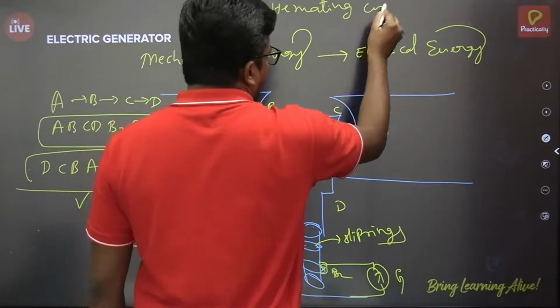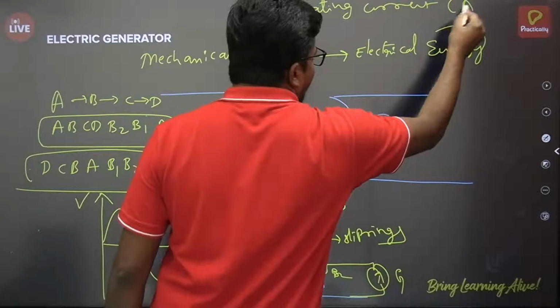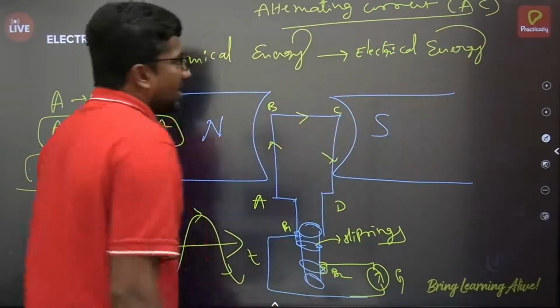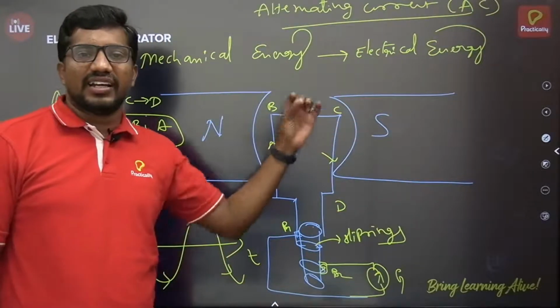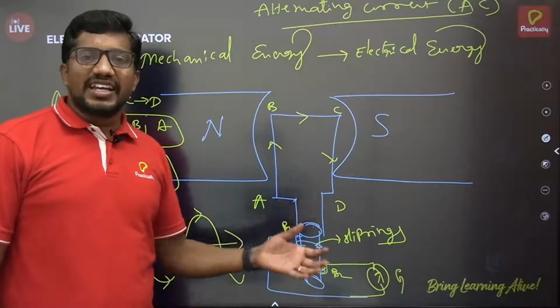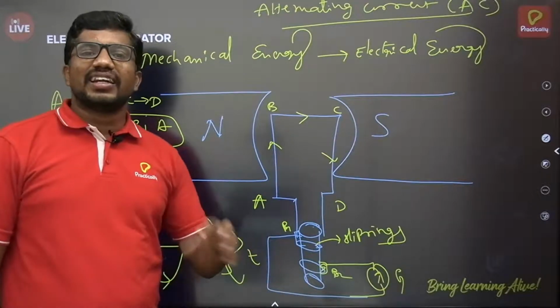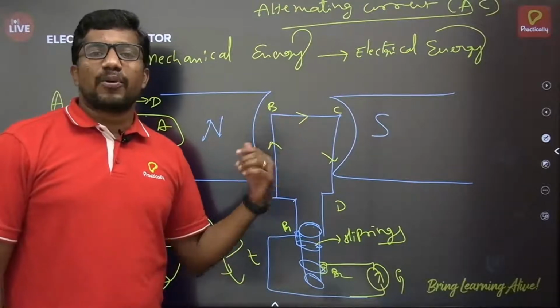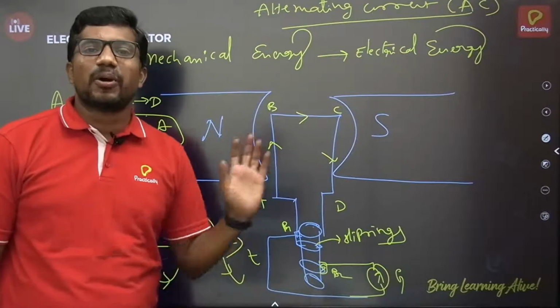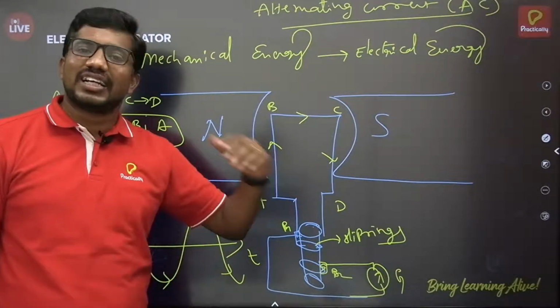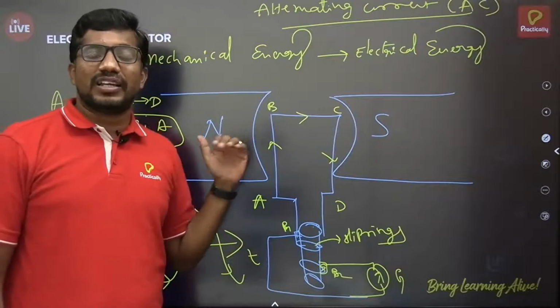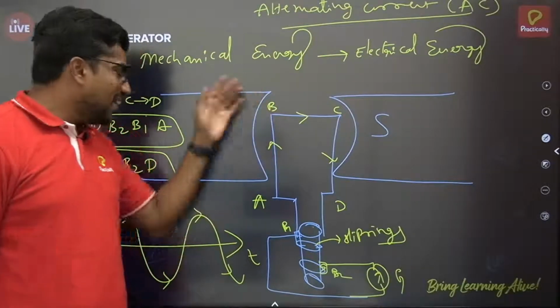Alternating current. That's what AC is. It's not "AC current", it is AC, alternating current. DC is direct current. In direct current, there is no change in the polarity. The current is constant irrespective of time. But here it is not like that.